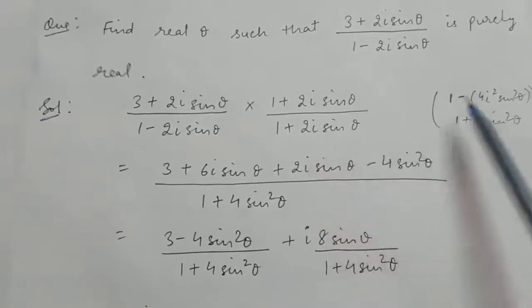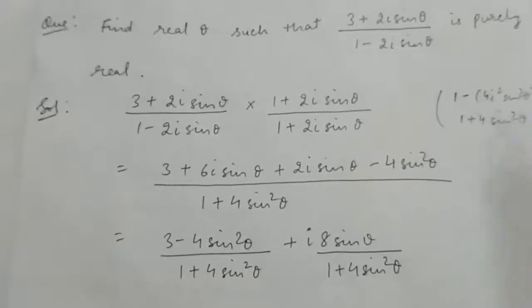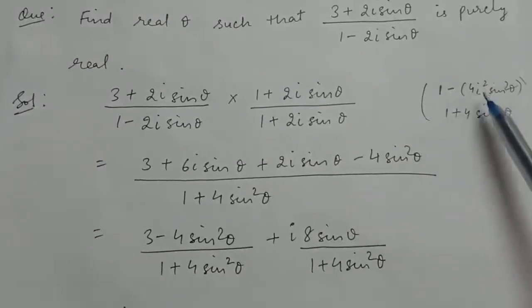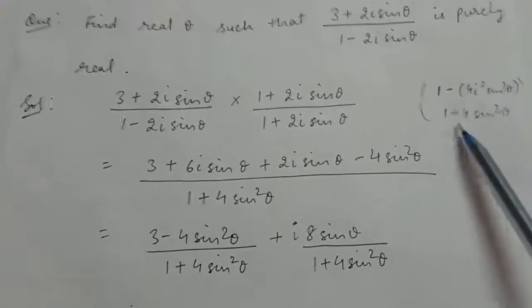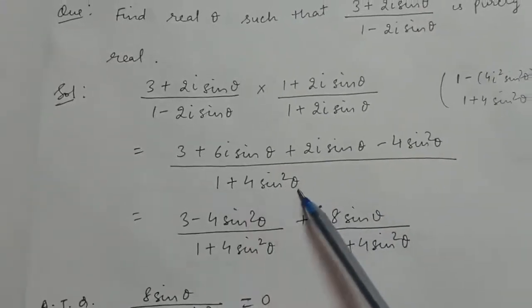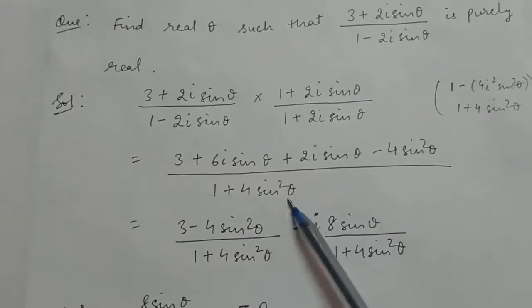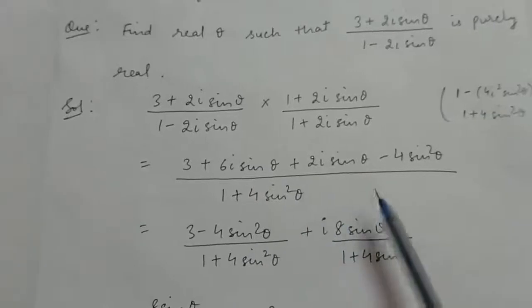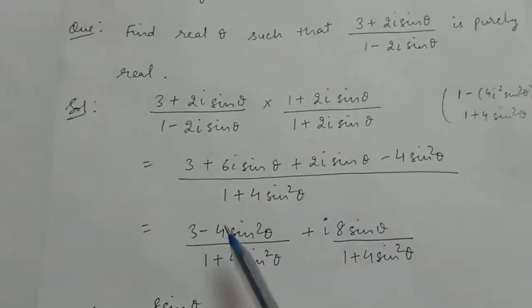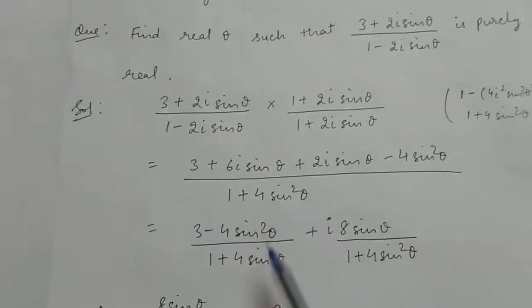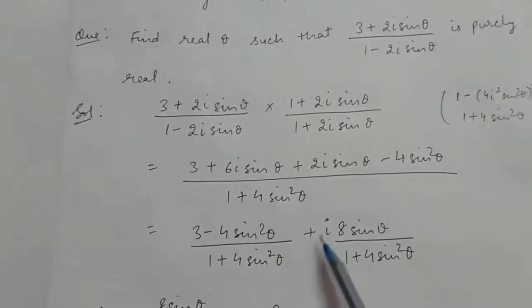B square will be 4 iota square sine square theta. Now because of this iota square, it is minus 1, this minus will become plus, right? So in the denominator you will get 1 plus 4 sine square theta. Now write it in the form of a plus iota b, writing the real part separately and plus iota imaginary part. So the real part is (3 minus 4 sine square theta) upon (1 plus 4 sine square theta) plus iota.